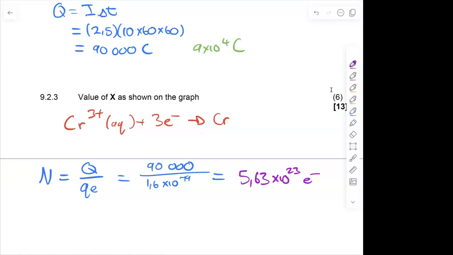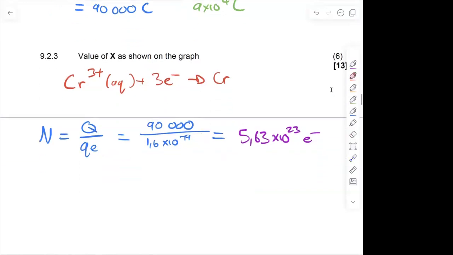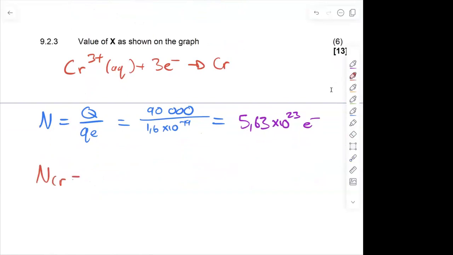But we now need to figure out the number of moles and the mass of chromium. There are a number of ways we could do it. From that many electrons, how many chromium atoms are we going to have? I'm going to use the number of electrons and say we can clearly see that for every 3 electrons, one chromium atom is deposited. So the number of chromium atoms is going to be the number of electrons divided by 3.